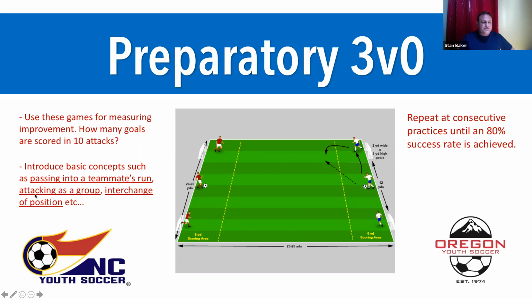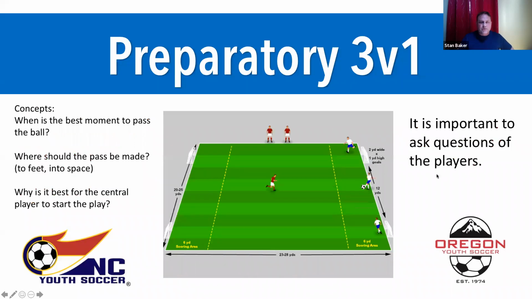So passing into a teammate's run, attacking as a group, and interchanging position is another one that you can introduce here, where at least one player has to change position with another one of the attacking players before scoring. And what I would do at practices is repeat this preparatory 3v0. So this is prep for the Funiño game. I would have them do 10 tries and see how many they get successful. And if they get somewhere around 80% consecutively, then you can move to the next preparatory game, which would be a 3v1.